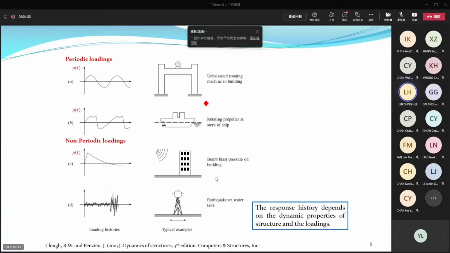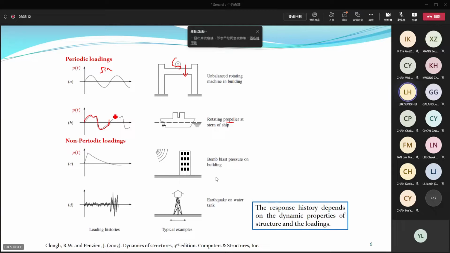Some examples of dynamic loadings. I showed you one already: sine loading, sinusoidal force. It can be sine or cosine, depending on what function you would like to use to model the force. Normally, when a machine operates, it will generate an up and down force, pushing the beam or slab, like a sinusoidal force. When a ship's propeller rotates, it will generate this kind of loading. Not a sine curve, but something we call periodic loading. You can find one particular period. This is one period.